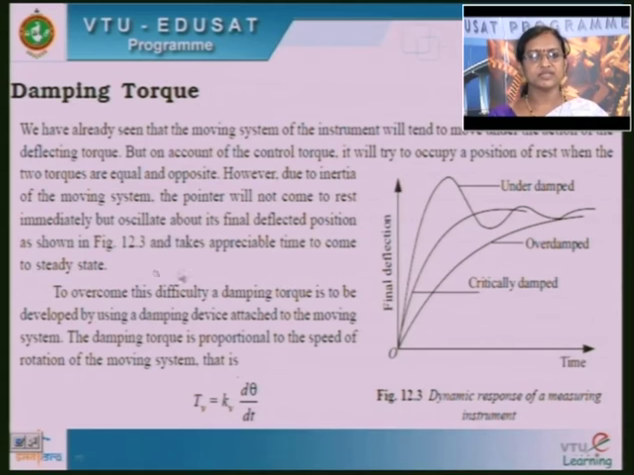To overcome this, the damping torque is developed by using a damping device attached to the moving system. The damping torque is always directly proportional to the rate of change of deflection, that is, the speed of rotation. So we consider d theta by dt as the speed of rotation of the moving system.